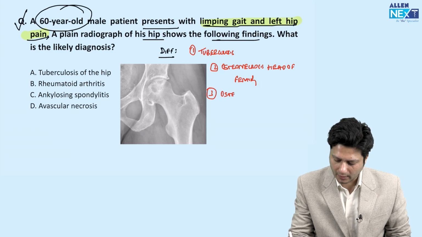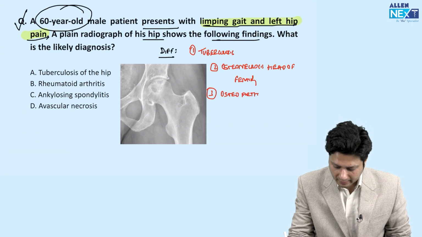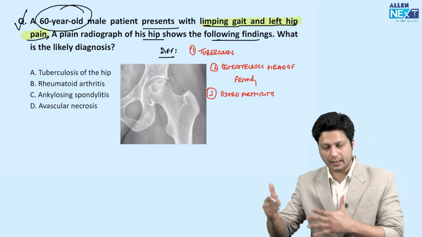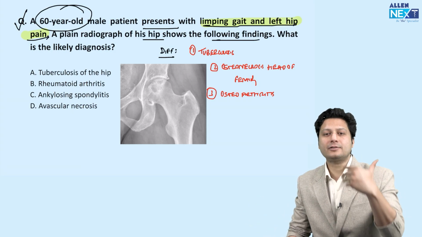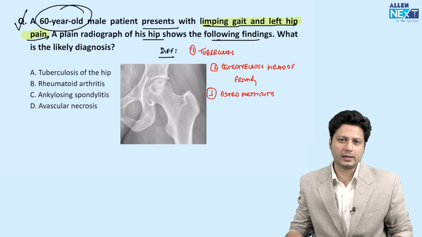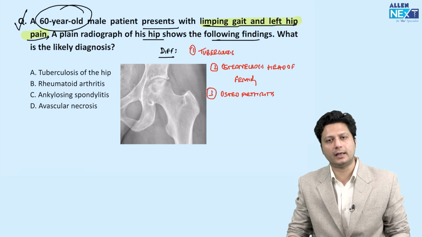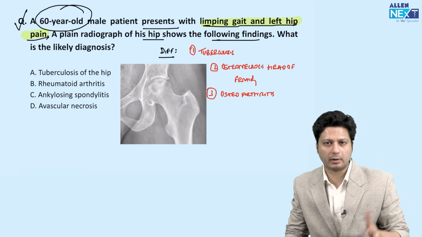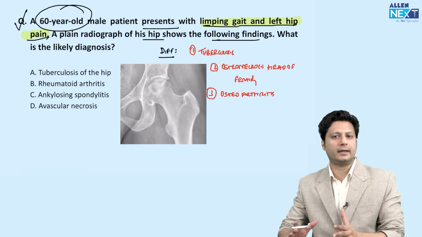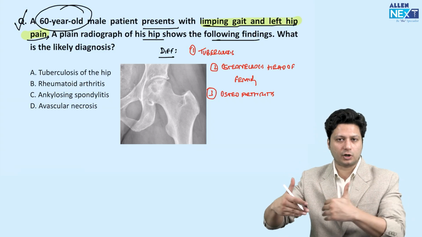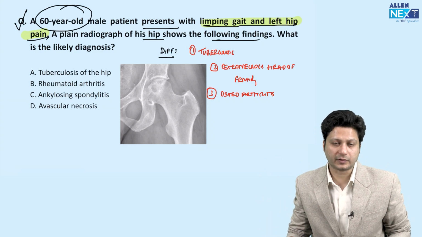osteoarthritis. Now, although primary osteoarthritis of the hip joint is less common in India, it is very, very commonly observed in Western countries. That is point number one. Yes, secondary osteoarthritis might happen with any condition of the hip joint.